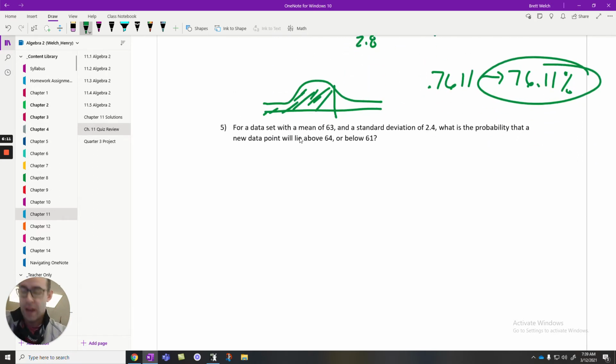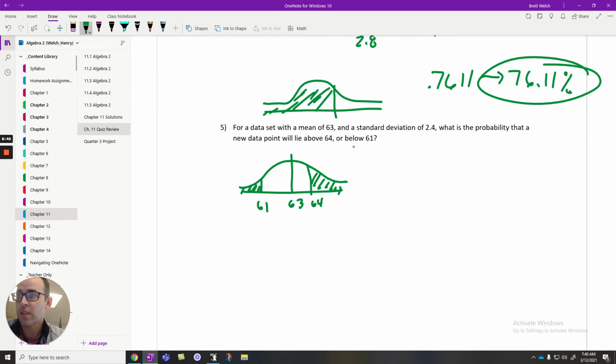Well, number 5 does the exact same thing, except I'm going to give you 2 points, and I want to be between two specific numbers, or in this case, okay, my mean is 63. I have a test value of 64 and a test value of 61, and I want to be above 64 or below 61. I'm going to have to answer each of these independently because they're not connected. If they were in the middle, I would do it a little differently.